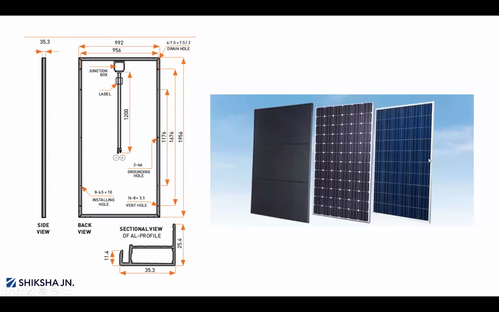And you can see here these three types of PV module: poly, mono, thin film. Visually, we can easily identify them. If you see a solar plant anywhere, based on visual inspection you can tell this is mono, this is poly, this is thin film.